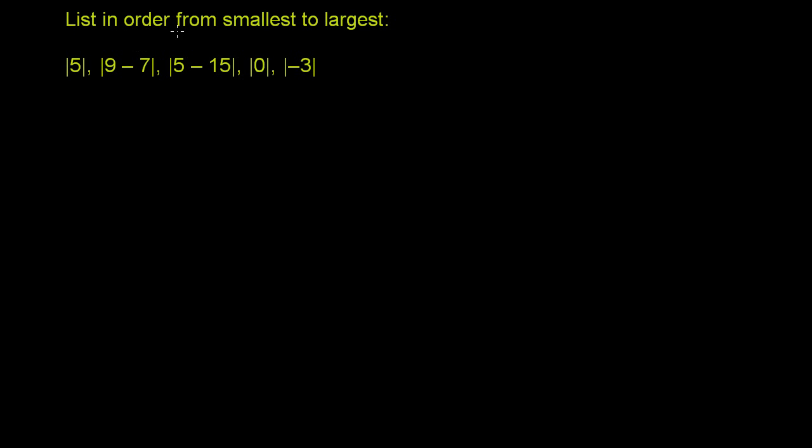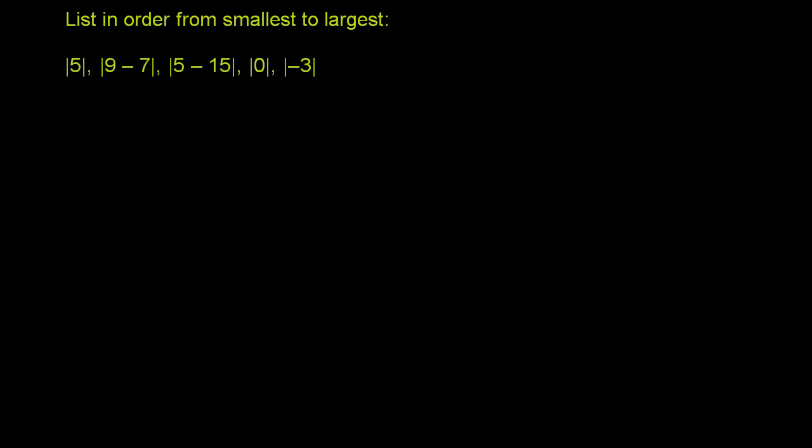We're told to list in order from smallest to largest. So each of these quantities, it looks like we have expressions inside of absolute value signs. And just as a bit of review, absolute value just means your distance from 0. Or another way to think about it is if it's a negative number inside of the absolute value sign, it becomes positive. If it's already positive, it stays positive.